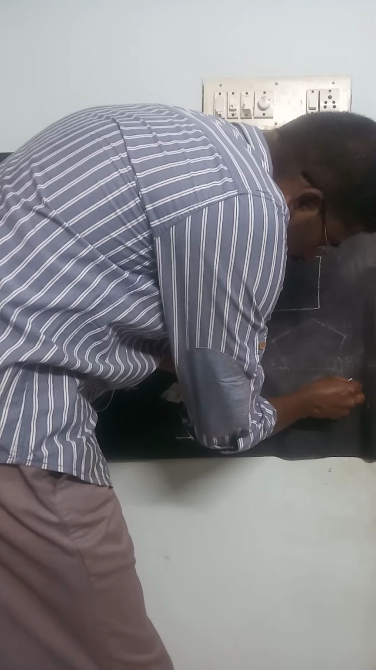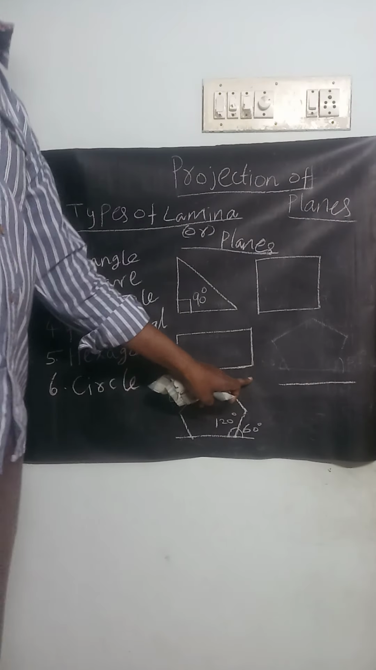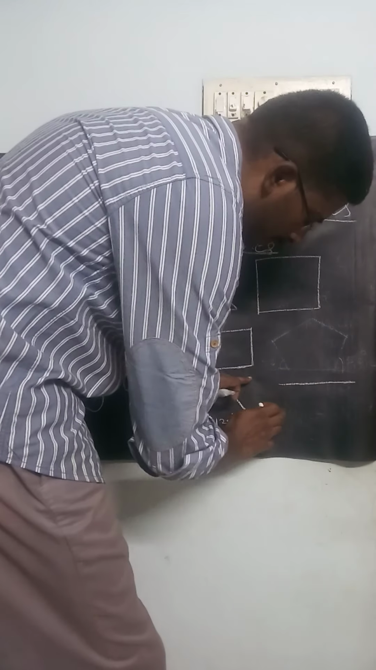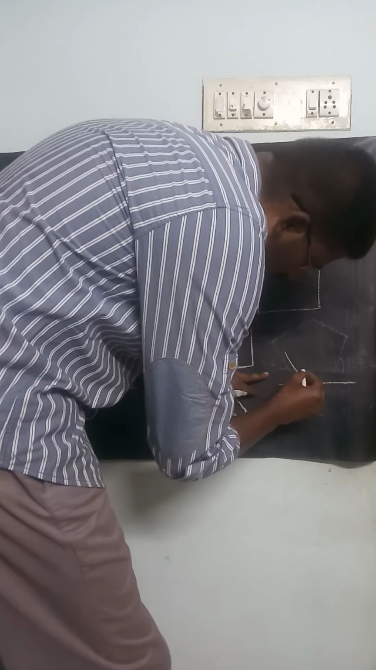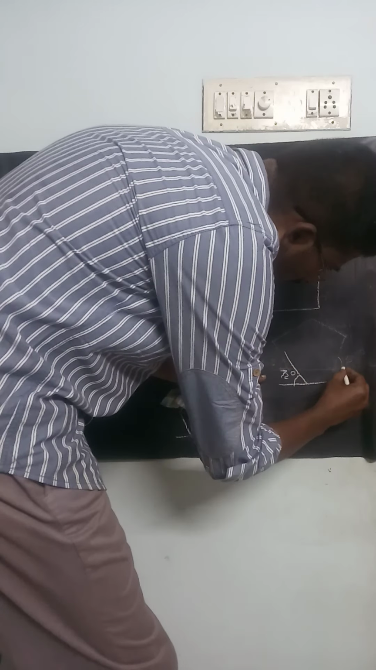First you draw a baseline. What is the given side? For example, you are given the side is 30 mm. You take this, put the names A and B. What is the angle? 72 degrees.